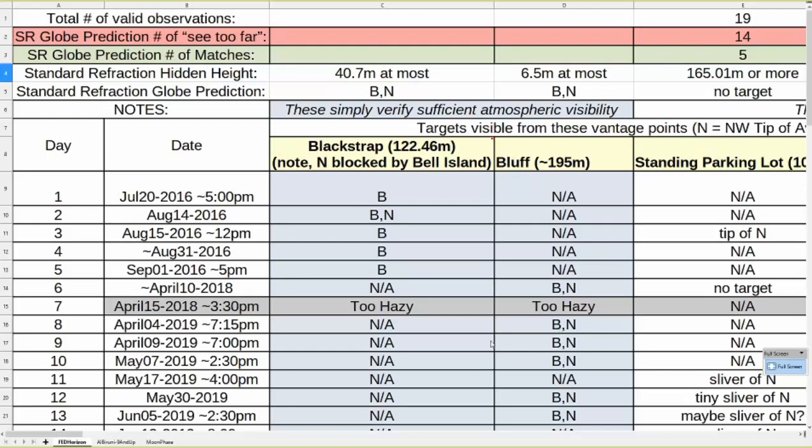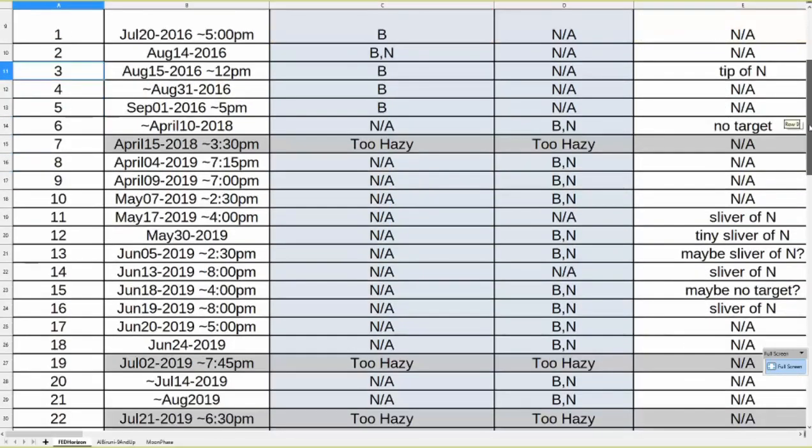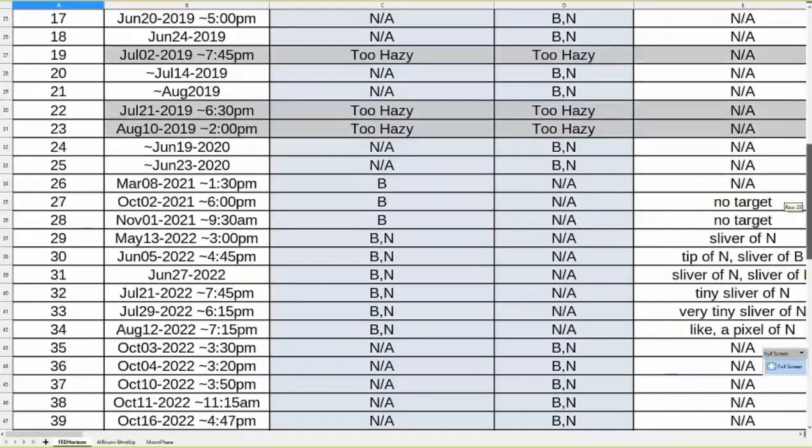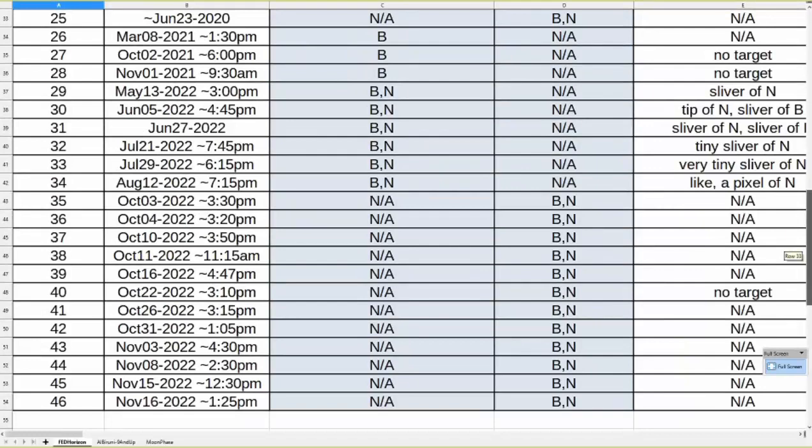Well, the first thing we want to do to answer that question is to collect as many data points as possible and then just have a look at them. So in the white column there, I just show day 1, day 2, day 3. These are all the observations I have recorded. And you can see that I have 46 observations recorded in total.